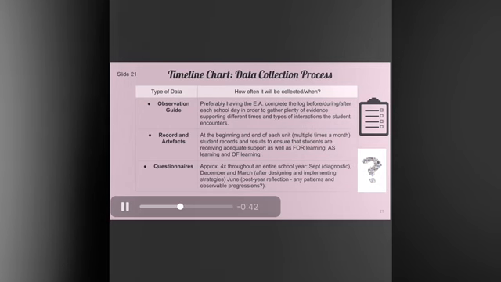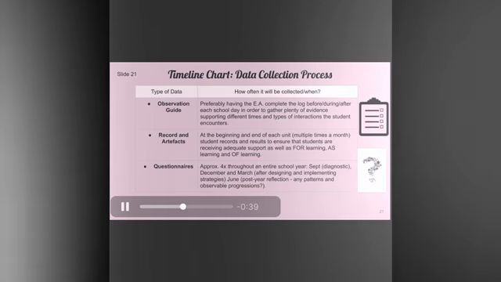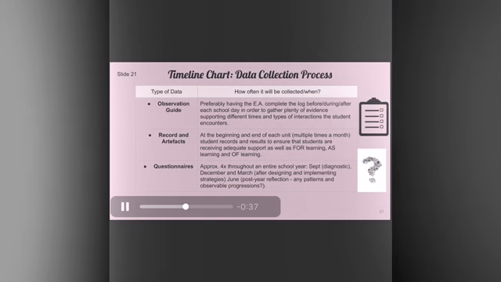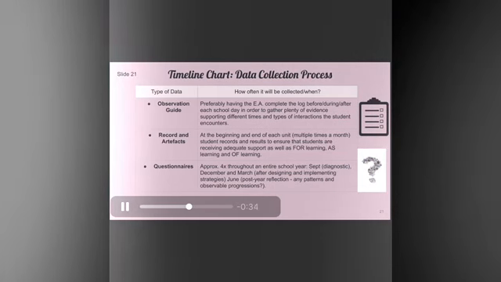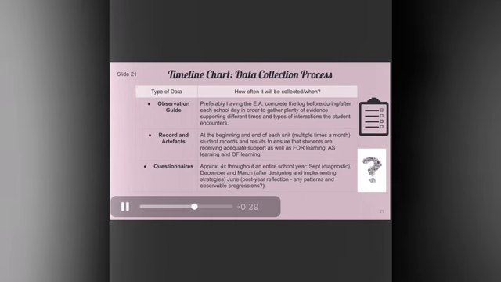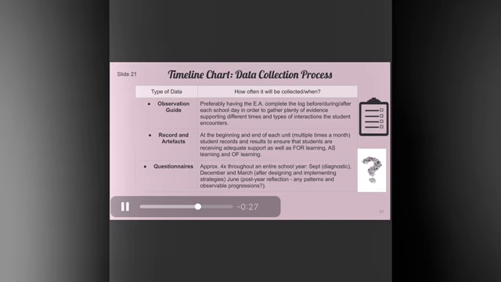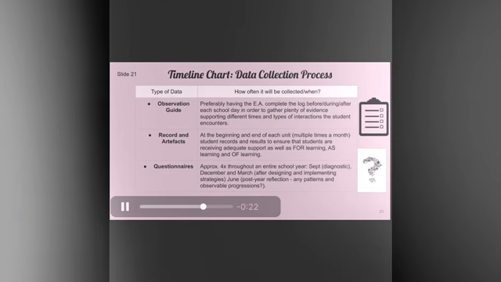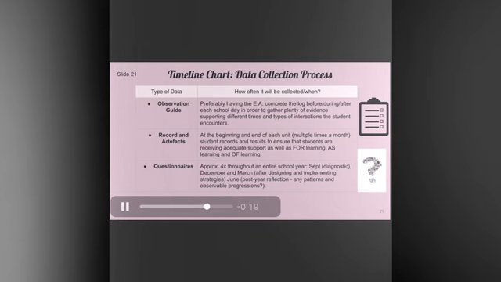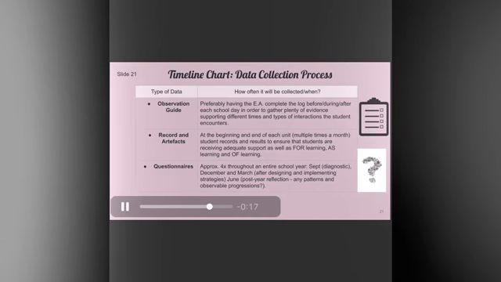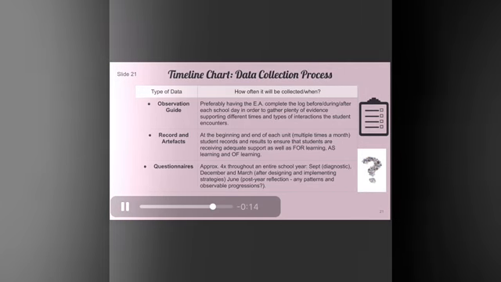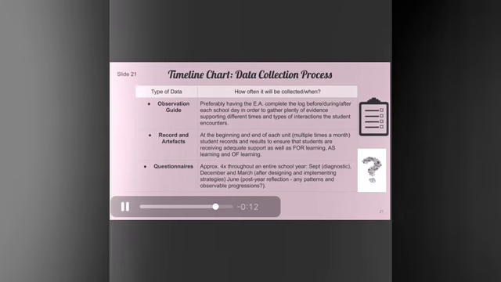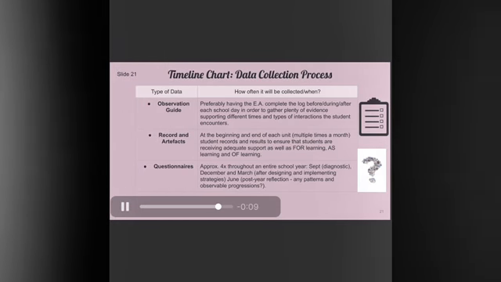The second type of data is records and artifacts. How will it be collected? At the beginning and end of each unit, multiple times a month, student records and results will be gathered to ensure that students are receiving adequate support, as well as for learning, as learning, and of learning. Our third type of data is questionnaires. How will this be collected and when? Approximately 4 times throughout an entire school year. September for a diagnostic, December and March, each after designing and implementing various strategies, and June, a post-year reflection. Are there any patterns and observable progressions?